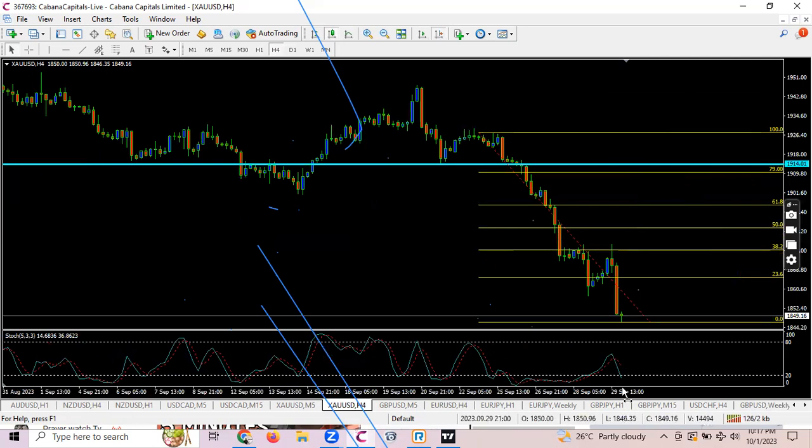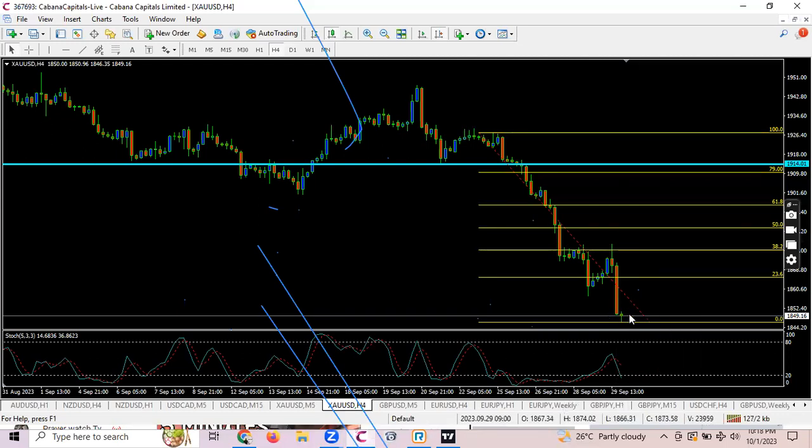You can see on 4 hour also, the stochastic indicator has been below level 20 for some time, and it's also currently below level 20. So why am I considering buying? Stochastic is below level 20 and I have what looks like a spinning bottom. That's why I'm considering buying.